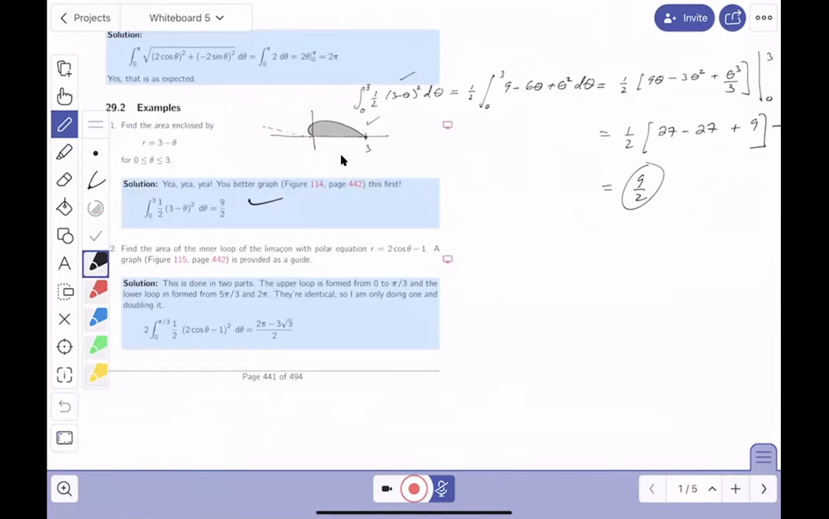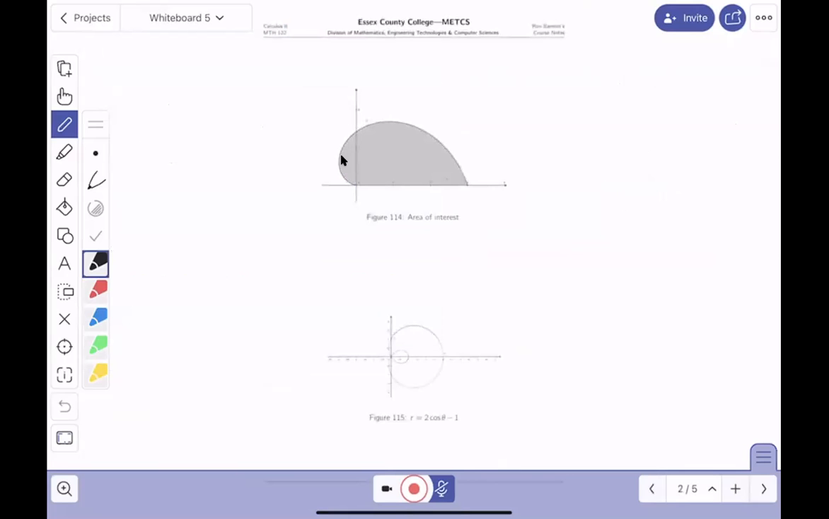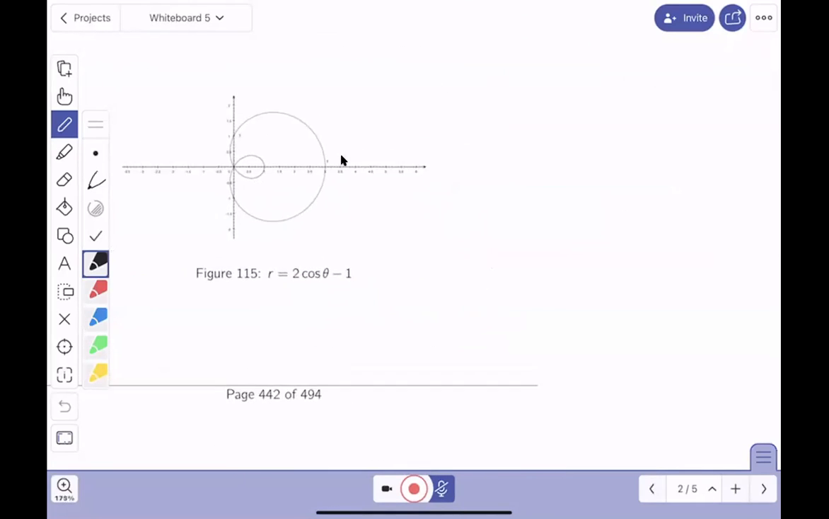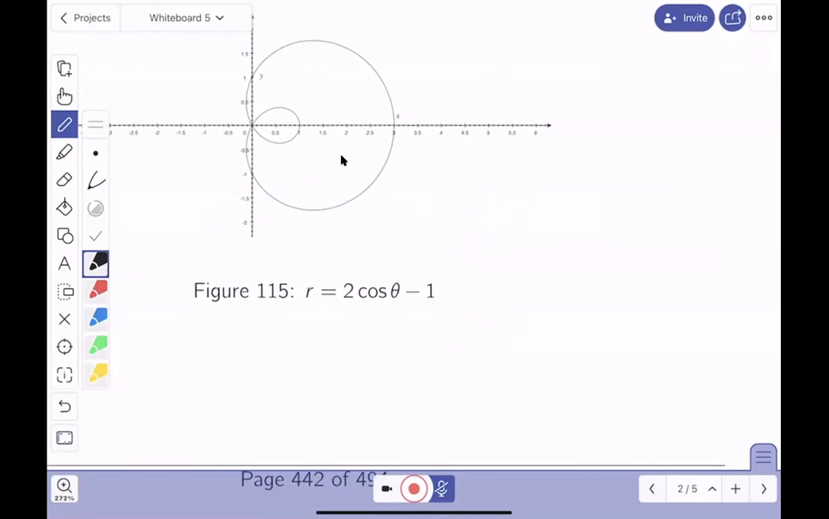And let's take a look. So this one says, find the area of the inner loop. All right, so they provide a picture. They provide a picture, I'm going to take it. And they said the inner loop. So I'm seeing the picture, and I have to understand what the inner loop is. So I think I understand the inner loop, but if you didn't, you'd ask the question.